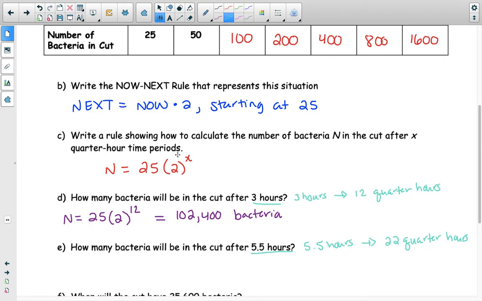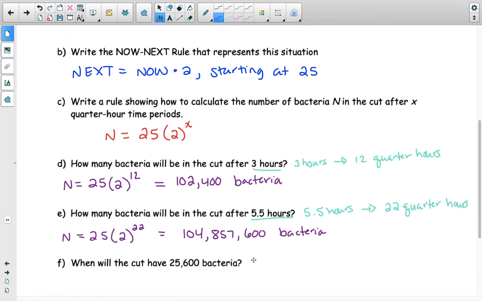So again, we want to use the equation here, the exponential equation, because we don't want just the next one, we want the 22nd quarter hour. So we would use the n equals, because we need to know their bacteria. We started with 25 bacteria, and we know we're multiplying by 2 each time, but it's going to be raised to the 22nd power. This will give us 104,857,600 bacteria. In 5.5 hours, we're going to have over 104 million bacteria in the cut.